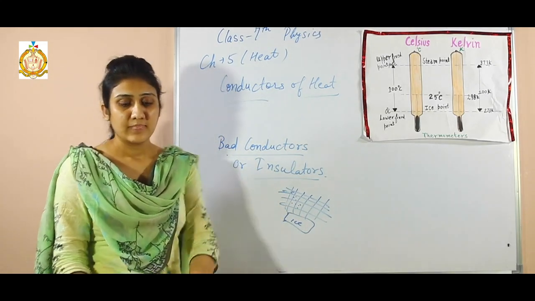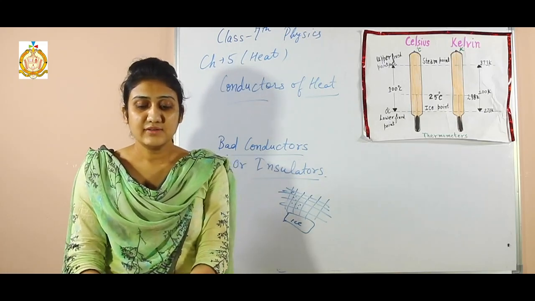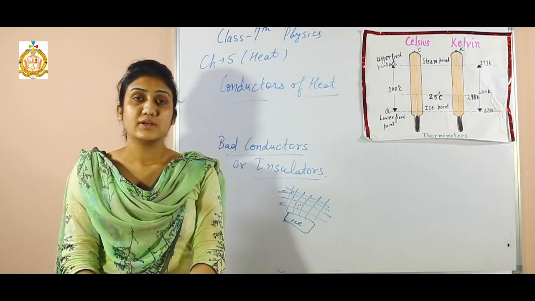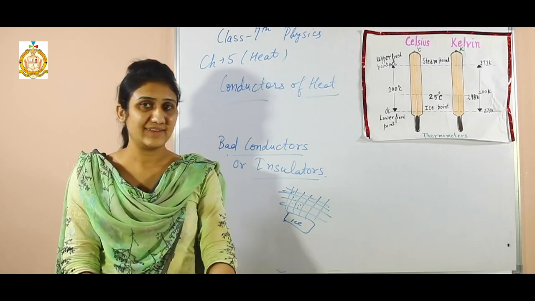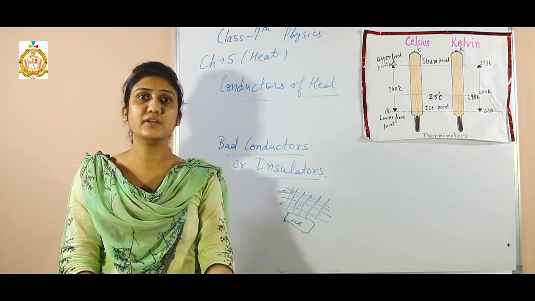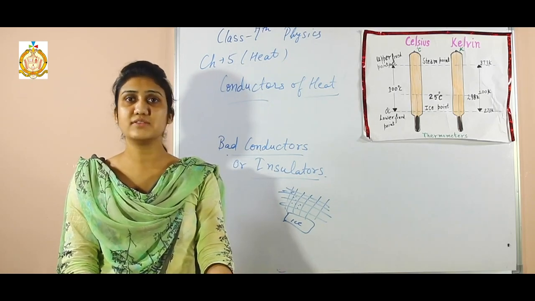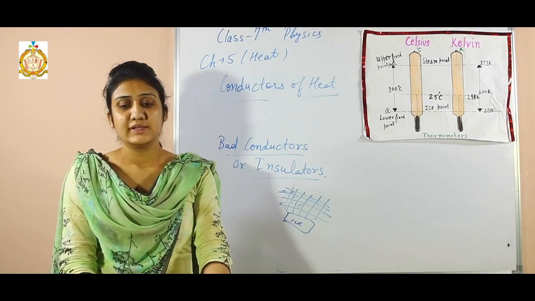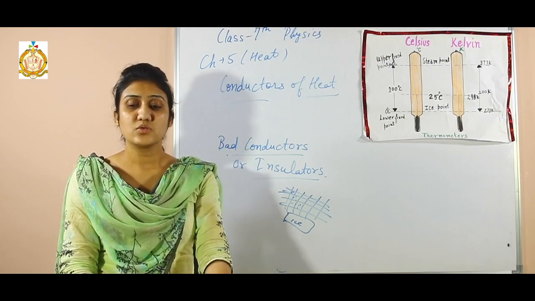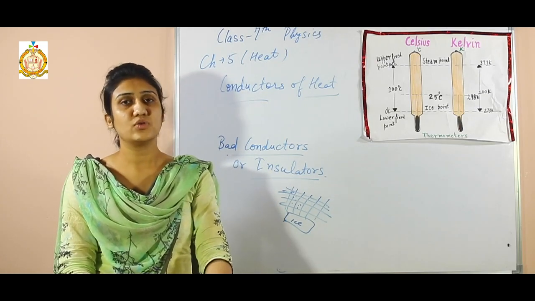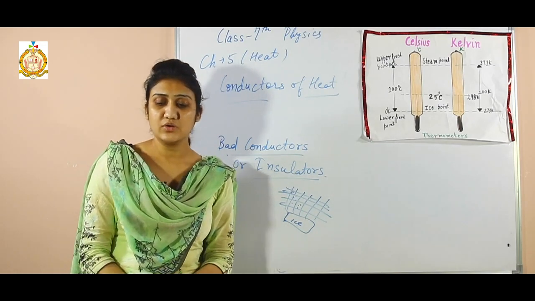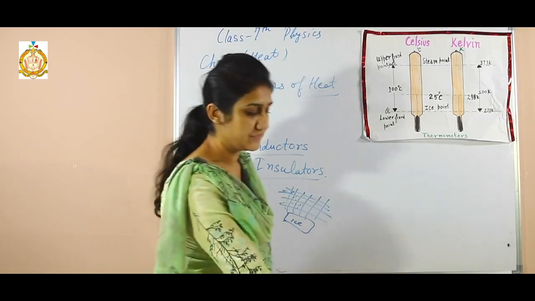and hence prevents the ice from melting. Another example is, in winters blankets and quilts keep us warm because air is trapped in between the blankets and quilts. Air is also a bad conductor of heat, and wool is also a bad conductor of heat. Next, hot food is kept in thermocol boxes so heat is not lost, because thermocol is also a bad conductor of heat.